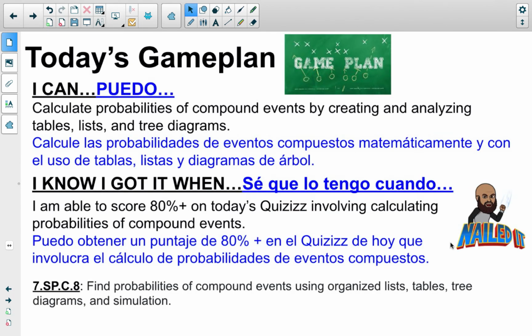You are going to be able to calculate probabilities of compound events by creating and analyzing tables, lists, and tree diagrams. Your goal, again, is a Quizizz, where you're looking for that 80% or higher mark. And our standard is still the same as Thursday's, which deals with finding the probability of compound events.